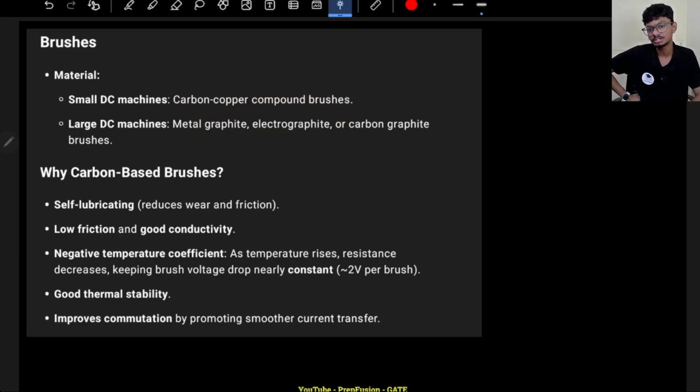Why do we use carbon graphite brushes? Because carbon is a self-lubricating material, so even though there is wear and tear, it can lubricate itself. It has low friction, good conductivity, a negative temperature coefficient, and good thermal stability. These are the material properties of carbon brushes, and these are the reasons why we use carbon as brush material.